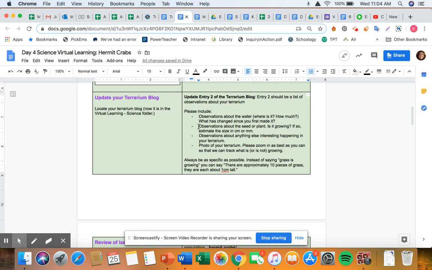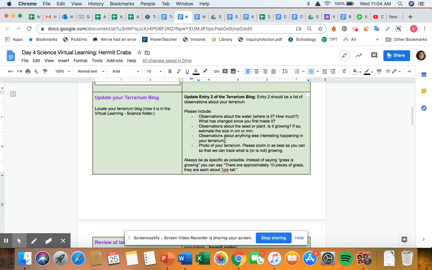Then make some observations about the seed, the plant, the bean, whatever you put in there. Is it growing? If it is, make an estimation about how big. Is it 5 centimeters tall, 1 centimeter tall, 2 millimeters tall? Then make observations about anything else interesting that's happening in your terrarium.